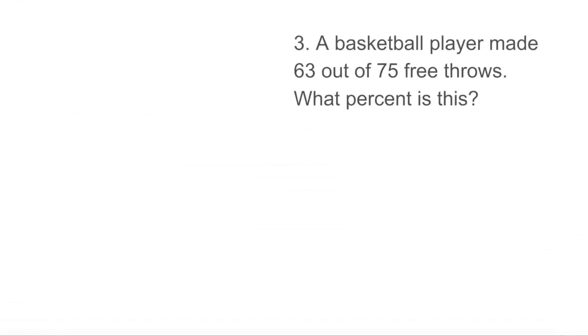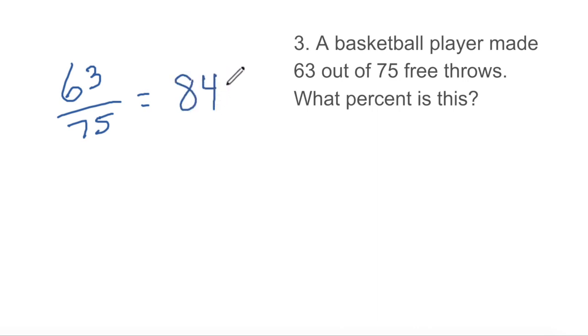Number 3, a basketball player made 63 out of 75 free throws. What percent is this? Well, this is not complicated. All we really need to do is divide. 63 divided by 75 will give us a percent. And that divides out to 84%. So this one is about as simple as it gets.